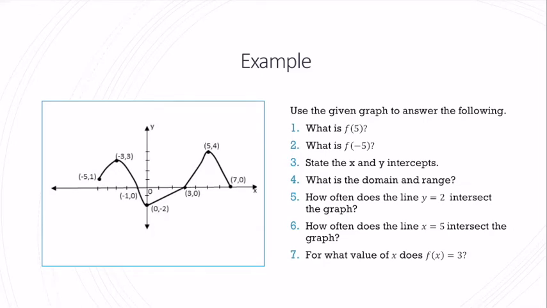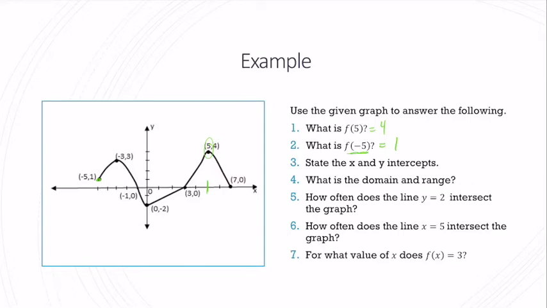So let's look at this graph and answer the following questions. So what is f of 5? So if x is 5, f is 4. When x is 5, f is 4. What's f of -5? Okay, when x is -5, y is 1.